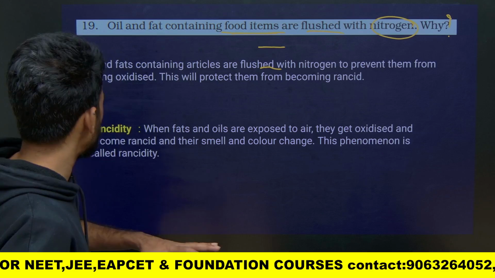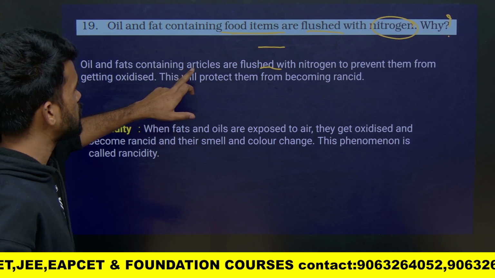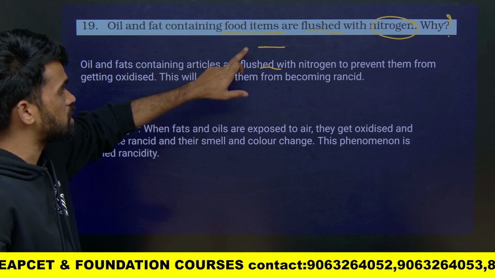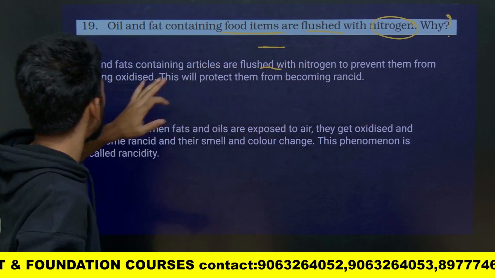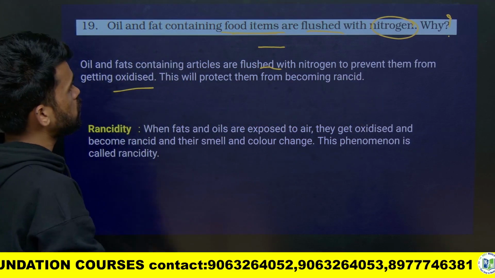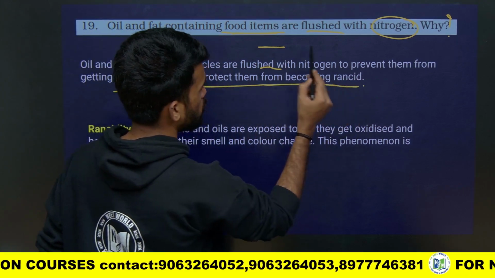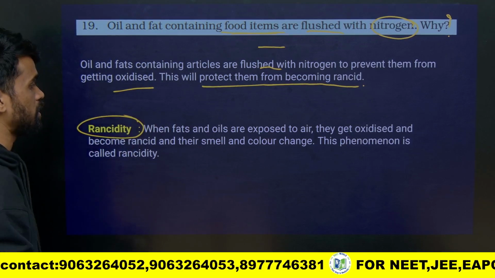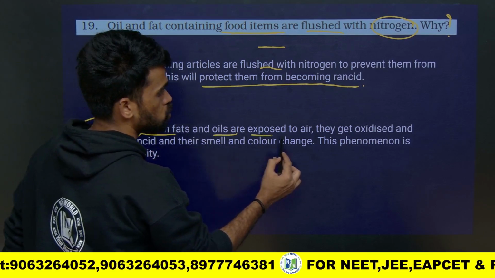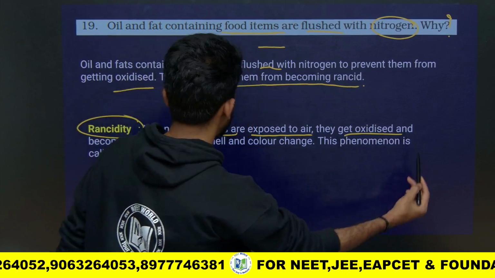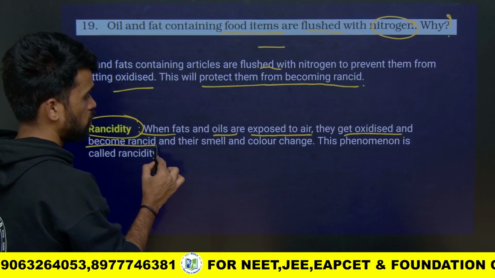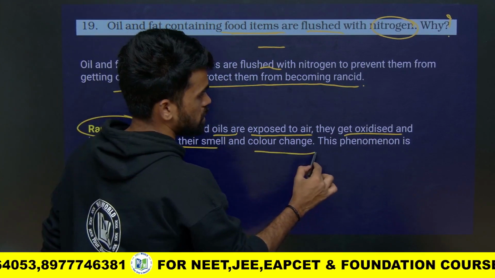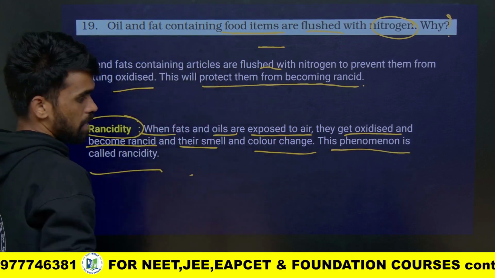So let us see here. Oil and fat containing articles are flushed with nitrogen to prevent them from oxidation. This will protect them from becoming rancid. So what is meant by rancidity? When fats and oils are exposed to air, they get oxidized and become rancid, and their smell and color change. This phenomenon is known as rancidity.